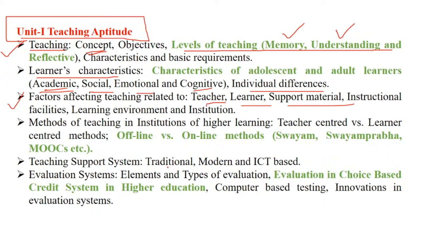Then teaching support systems: traditional, modern and ICT based, wherein they combine this question with the communication or ICT topic and teaching aptitude. So you get a general question, but you should be able to crack it very well. Then we have types of evaluation. We are going to see in detail continuous and comprehensive evaluation, formative evaluation and summative evaluation. We also have evaluation in the choice-based credit system, computer-based testing and innovations in the evaluation system.